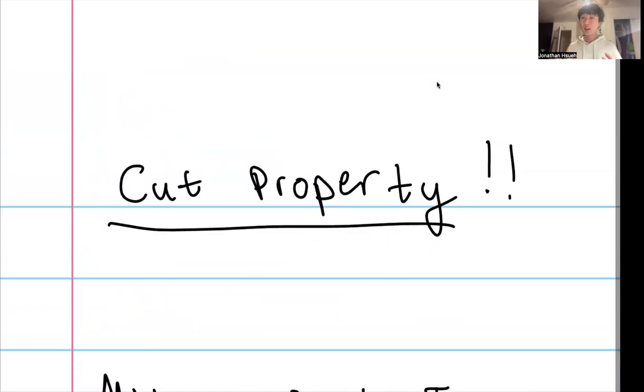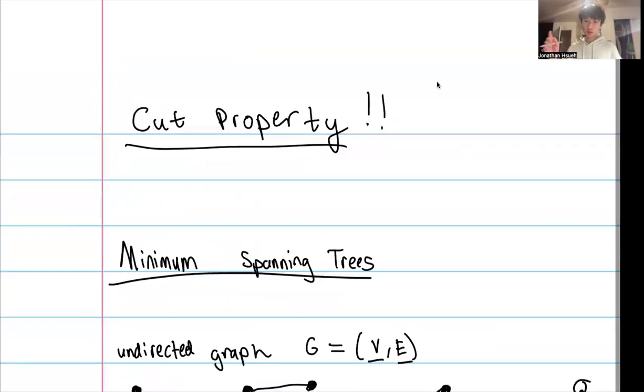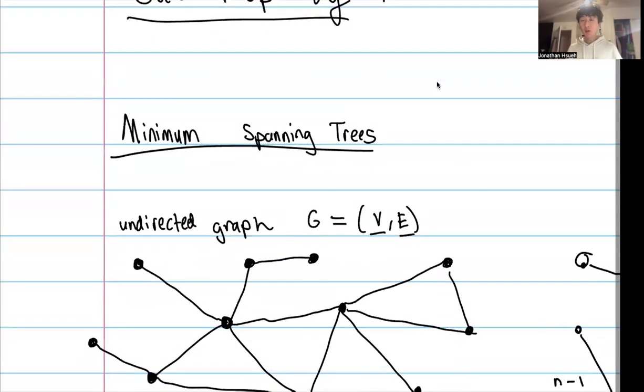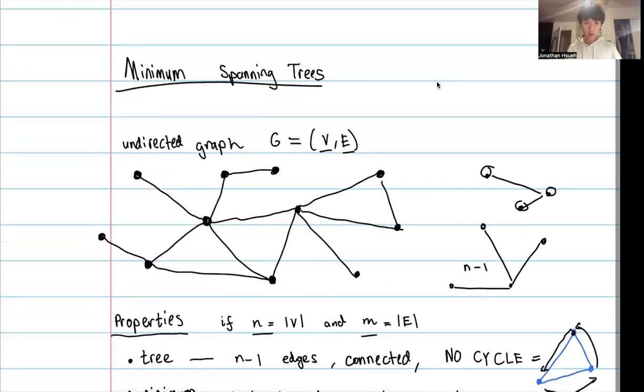I'm really excited to share my presentation for the ULA on the cut property. So what is this for? These are for minimum spanning trees. They are subgraphs of undirected graphs where the edges go both ways, and they have the following properties.